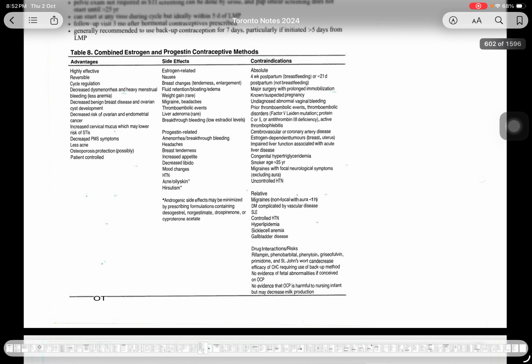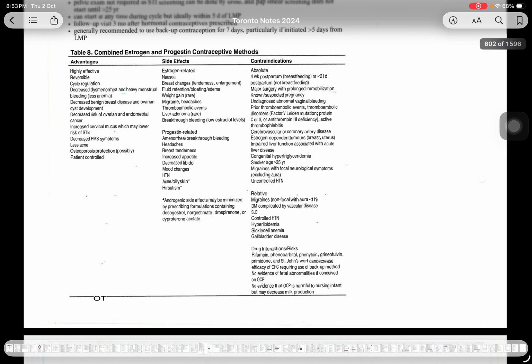Increased cervical mucus, which may lower risk of STI, decreased PMS symptoms, less acne, osteoporosis protection, patient controlled, so they can stop using it and they can plan their pregnancy accordingly. So these are the advantages. So good, very good table for NAC OSCE if you're going through that. So make sure you review this table and you'll have these benefits on the tip to let the patient know on that. What are the side effects?